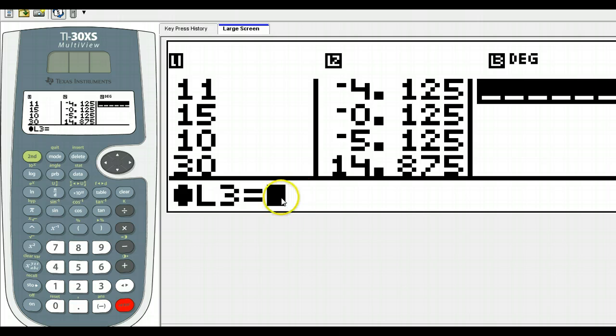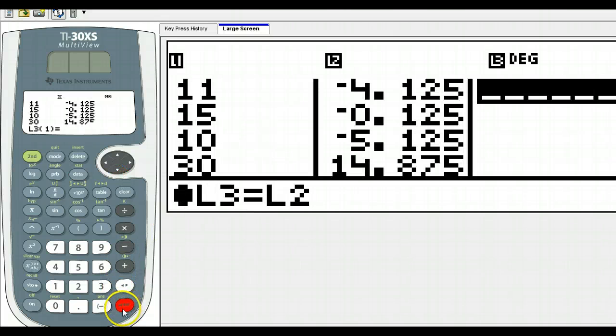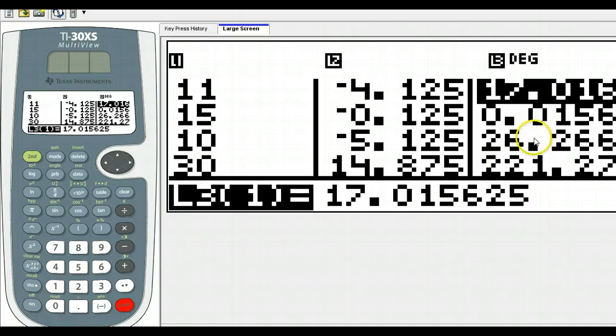How do I get list 2, L2, to show up? When in doubt, hit the data button. Kabam! Now there's list 2 right there. So just shimmy on down and pick list 2. So now I have list 3 equals list 2, and just square it like that. If I hit enter, it should square everything. And there, it's done it. So here everything is squared and printed in the third column.